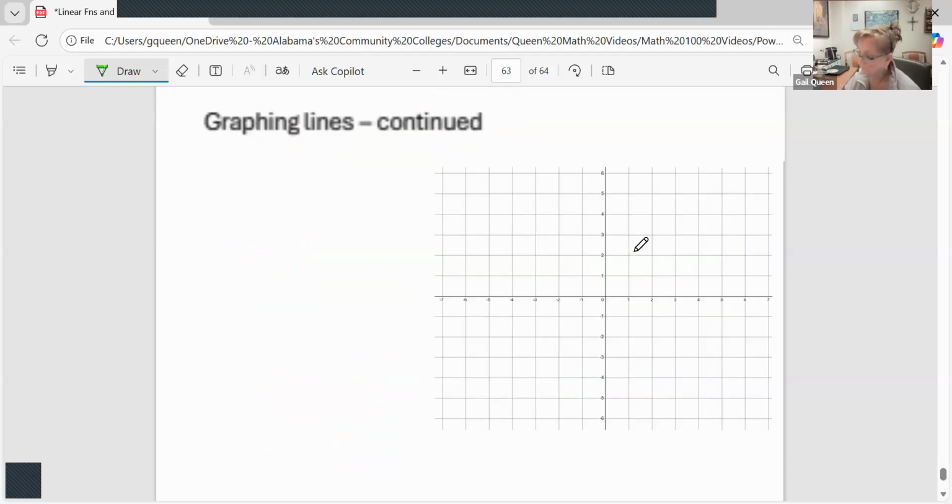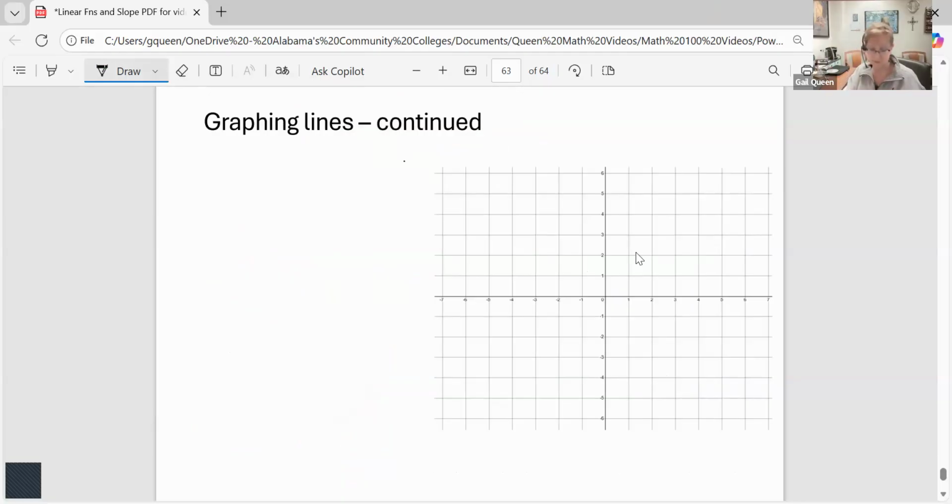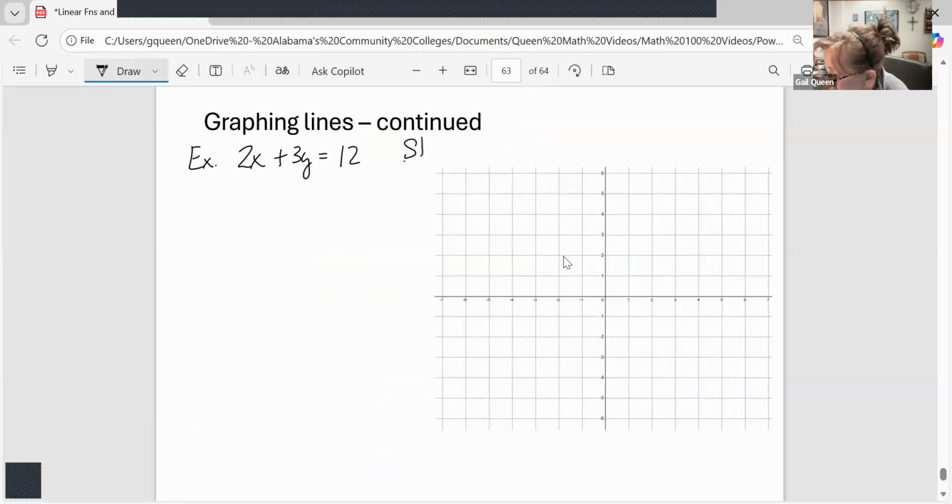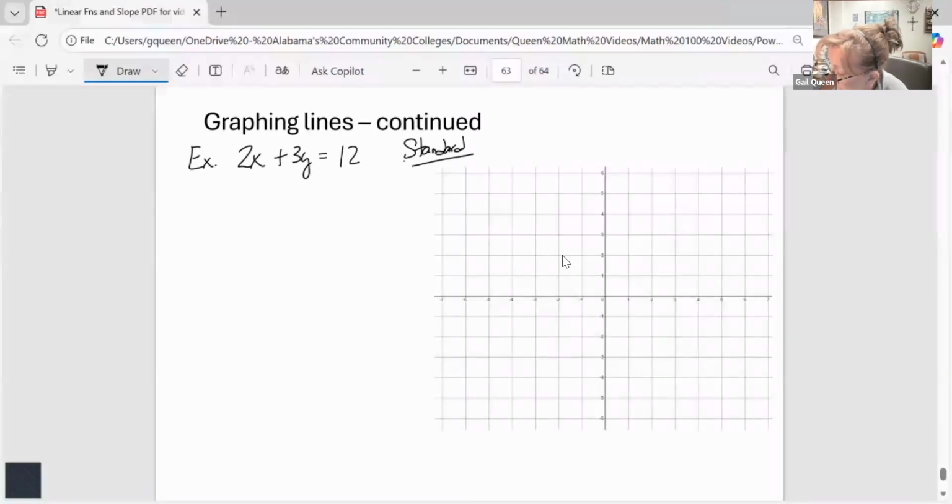Now, what if they give it to you in standard form? If they give me a line in standard form, then I'm probably just going to do my chart and find 2 points. That's my preference. So let me go ahead and show you an example. What if they give you 2x plus 3y equals 12? And they say graph it. Well, if I have it in standard form like this, and it's a tilted line, is this one tilted? Yes, it's tilted. How do you know it's tilted? Because we have x and y in the equation.